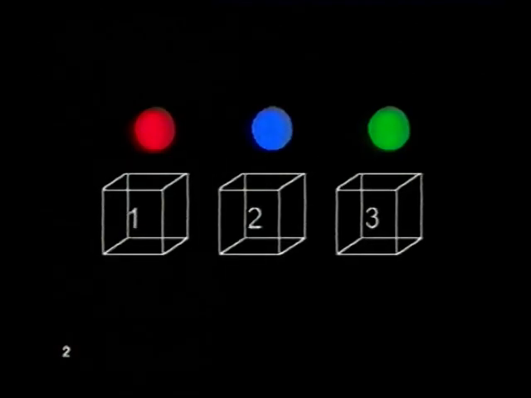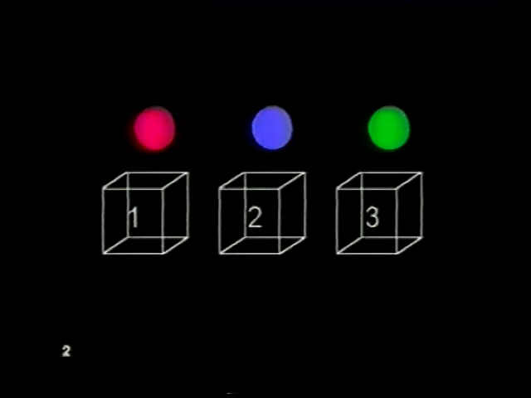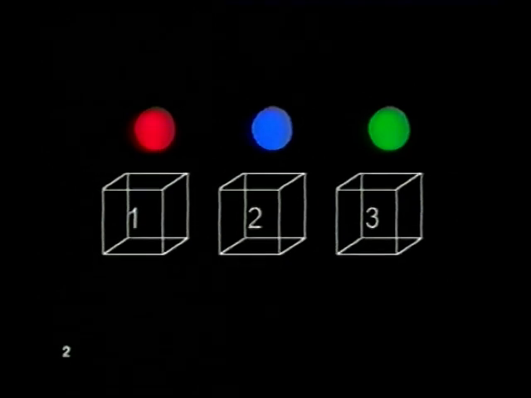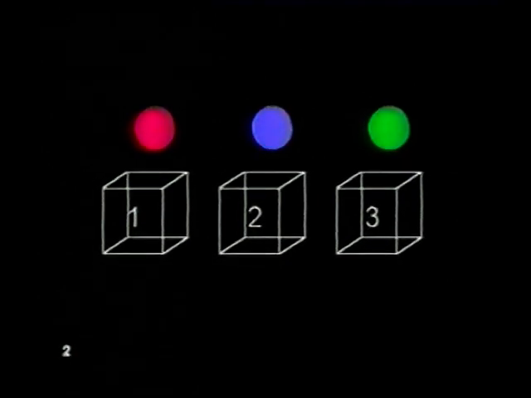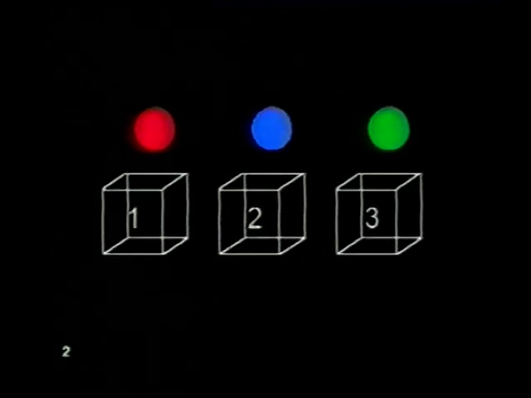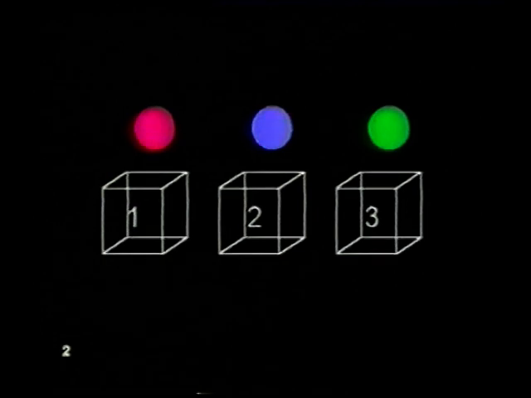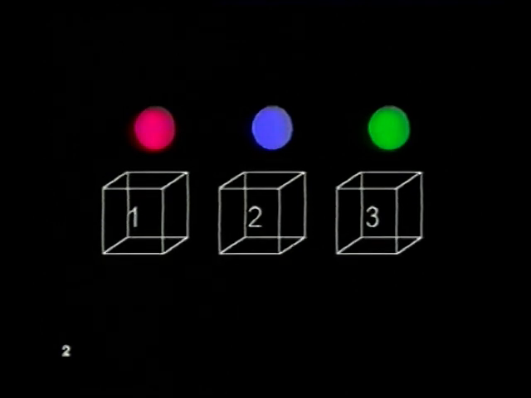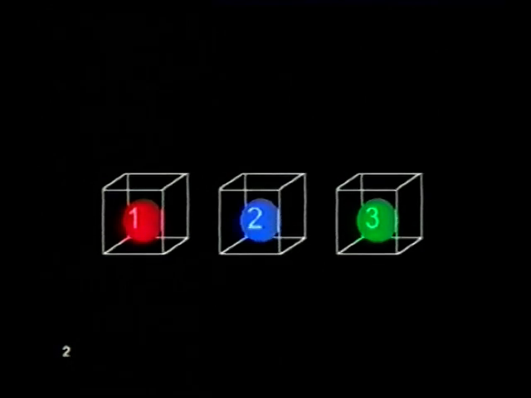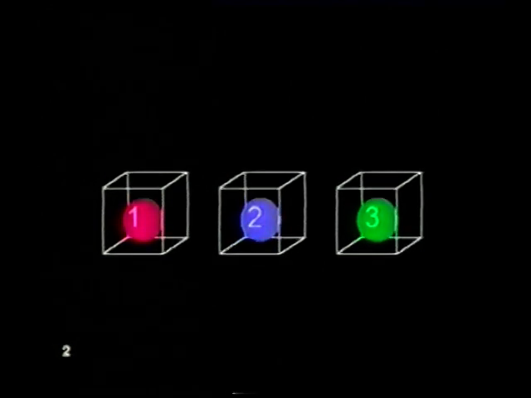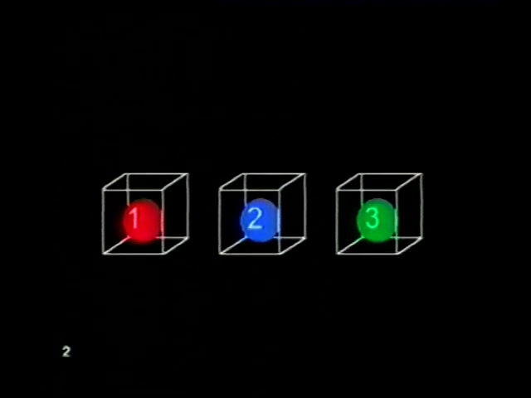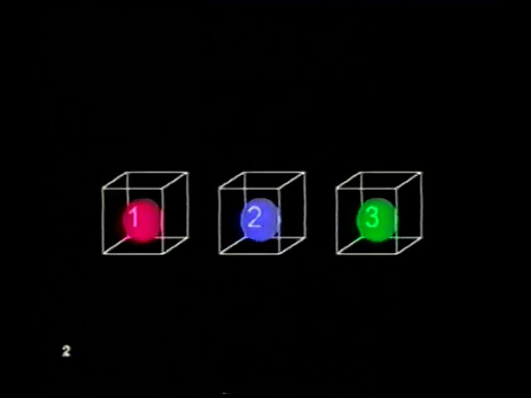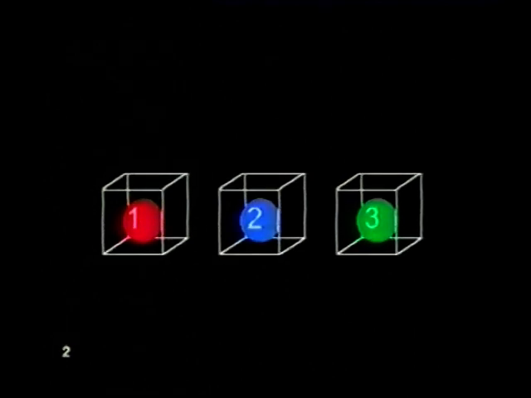Now that we know how to solve a factorial, let's study a couple of problems involving factorials. Here are 3 balls and 3 boxes. How many different ways can the 3 balls be arranged in the 3 boxes? If the red ball is placed in the first box, the blue ball can be placed in the second box, and the green ball in the third. This is one way the balls can be arranged.